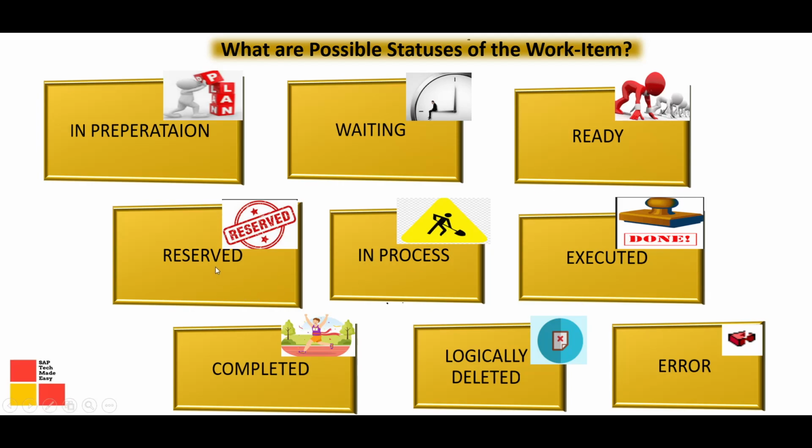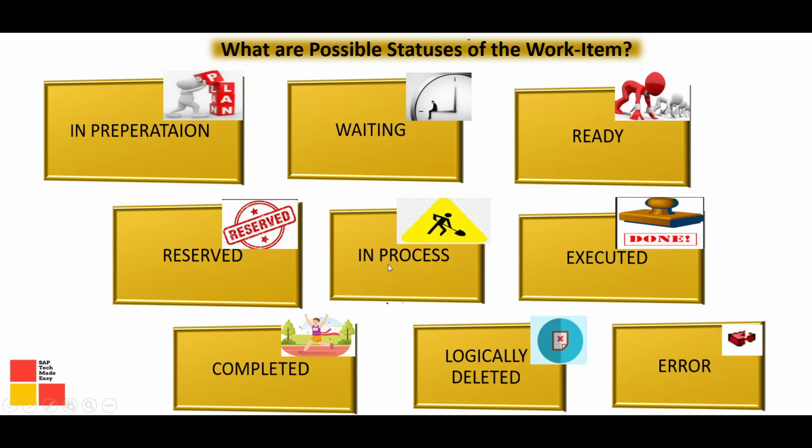Reserved. The meaning of reserved status is that if a work item has gone into, let's suppose, 10 agents' user inboxes, and one of them has taken control of the work item, that means they have double-clicked on the work item and now it is being executed by that particular agent. So now the status of that work item will be Reserved for the other agents.